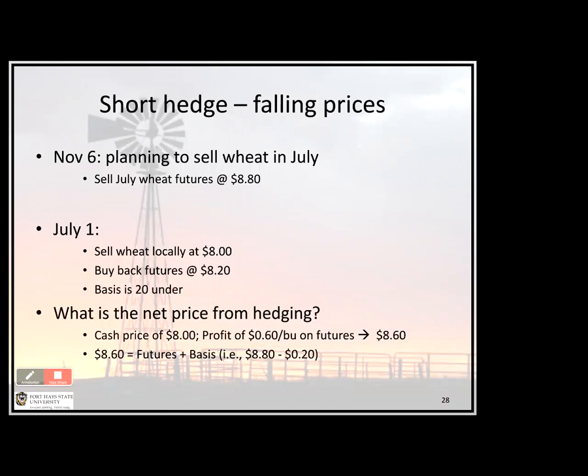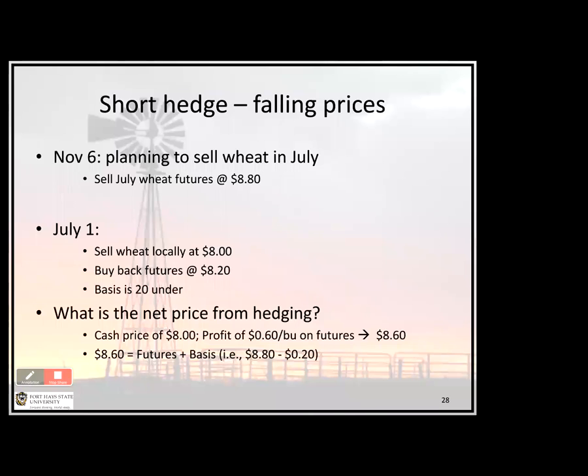As a short hedger, would we rather have a stronger basis or a weaker basis? We had a basis of 20 under. Would you rather have 20 under or 20 over if you were a short hedger? What's that? There you go. Got to be the other one, right? And the reason for that, we can work through the math. I can show you at least two different ways why that's the case.